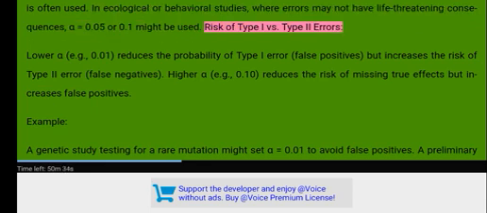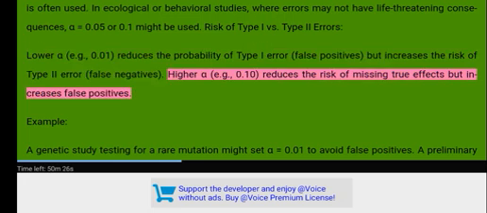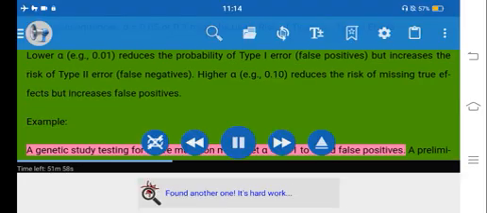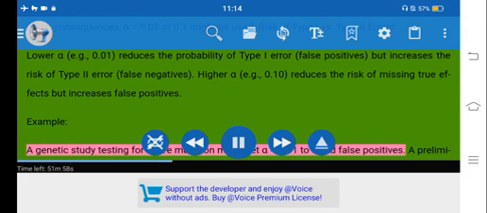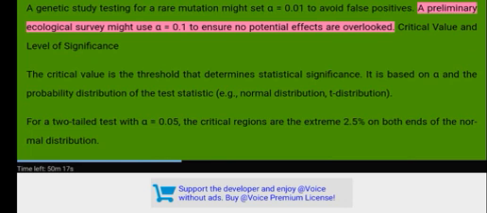Risk of type 1 versus type 2 errors. A lower alpha, e.g., 0.01, reduces the probability of type 1 error, false positives, but increases the risk of type 2 error, false negatives. A higher alpha, e.g., 0.10, reduces the risk of missing true effects but increases false positives. Example: a genetic study testing for a rare mutation might set alpha equals 0.01 to avoid false positives. A preliminary ecological survey might use alpha equals 0.1 to ensure no potential effects are overlooked.